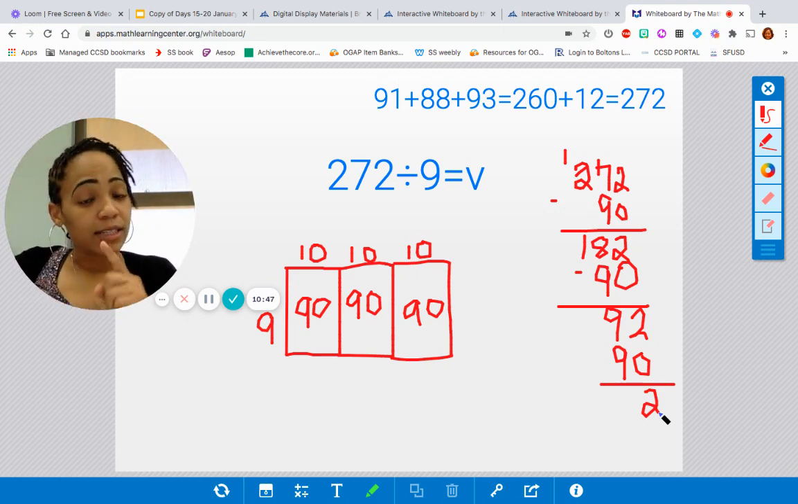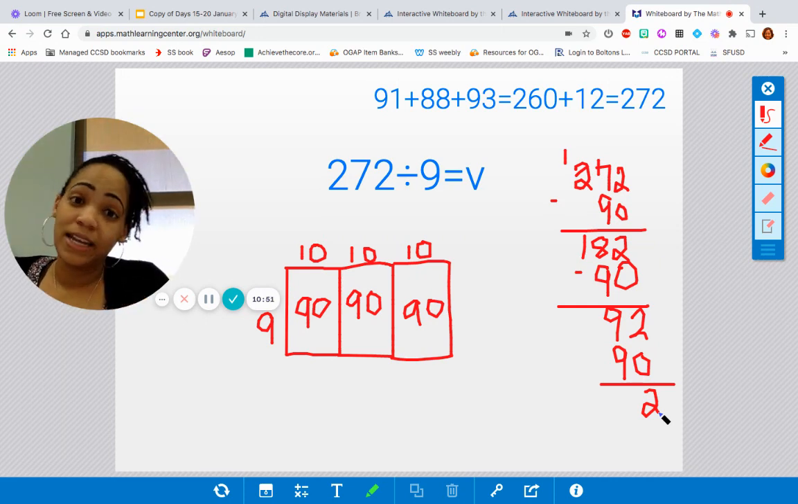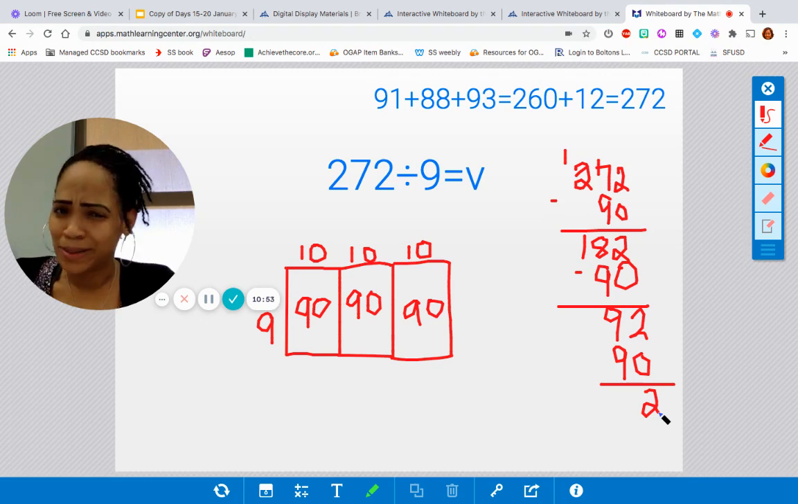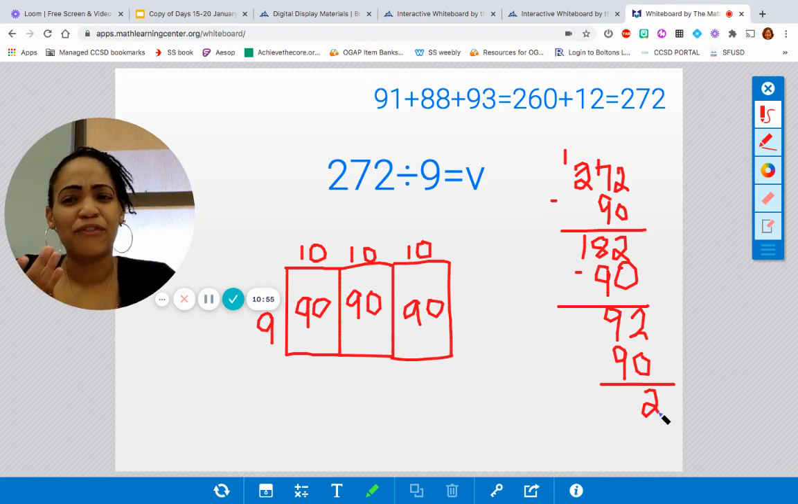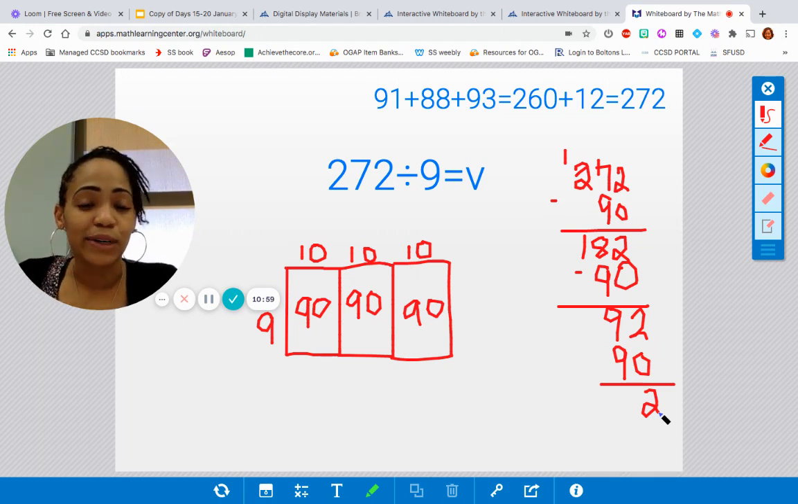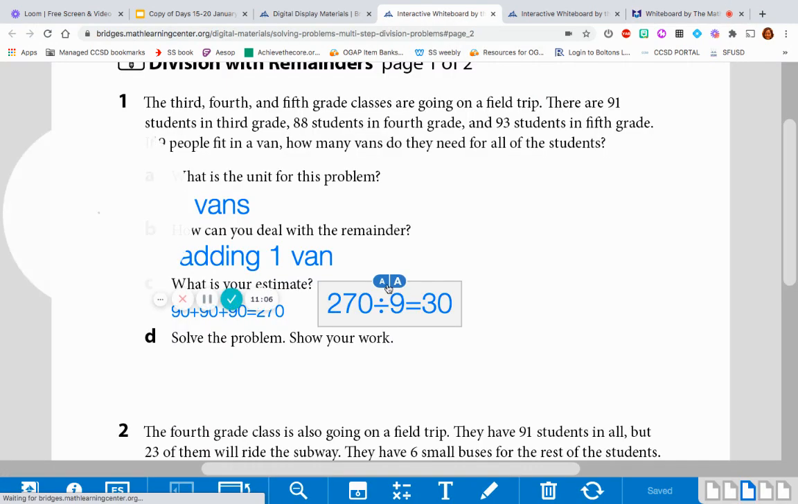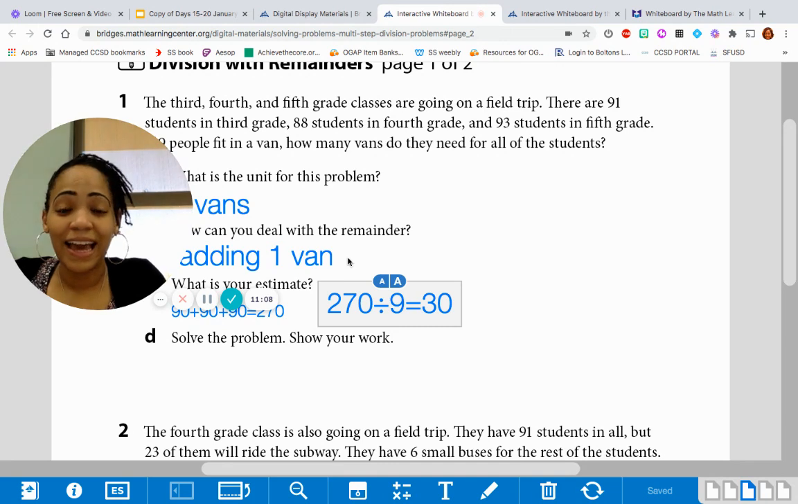If you're saying yes, really think about it, because if you were one of those children who were being left out and had to stay at school and do work, you wouldn't be happy, right? That wouldn't be fair, especially if you had to go and sit with a 2nd grade class or somewhere random. So what are we going to do? Think back to what we said we could do with the remainder. We can add a van.